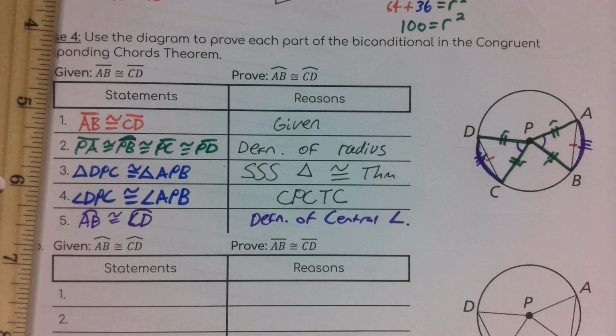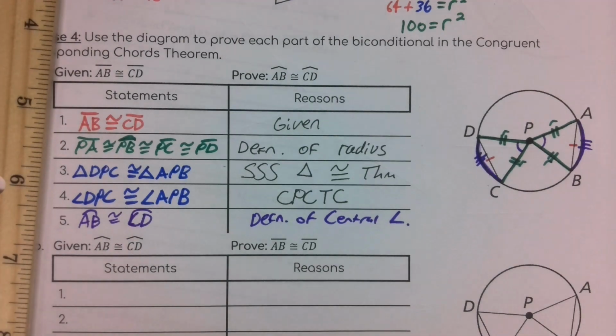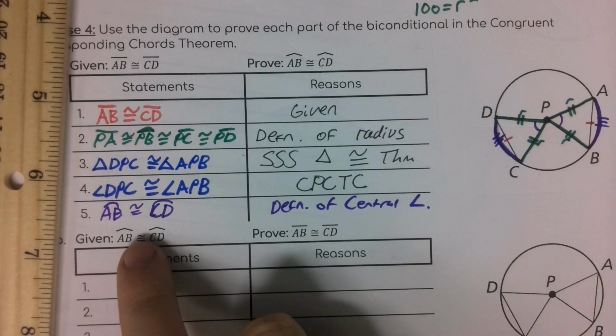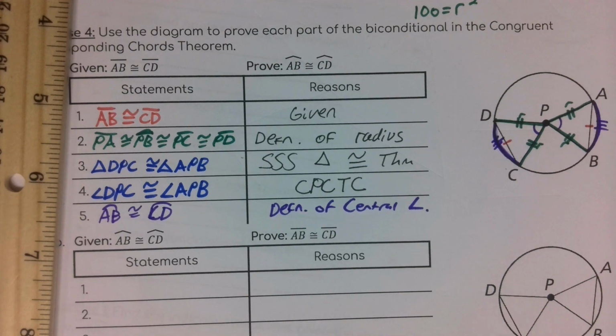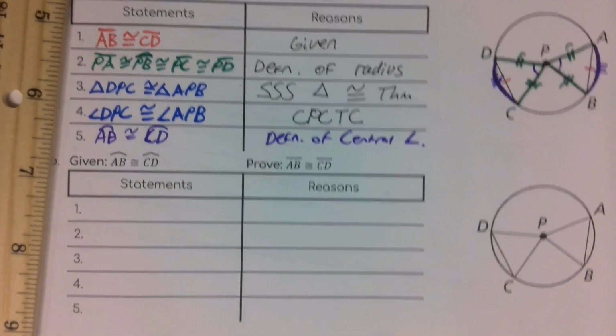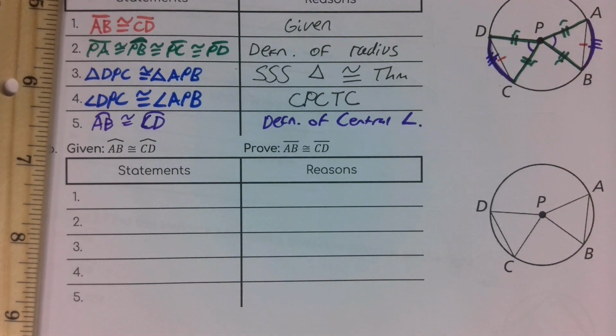So here's what I'd like you to do. I want to let you know that this next proof is almost the exact same thing, just sort of backwards. This time we're starting by knowing the arcs are congruent, and we're finishing off with the line segments being congruent. I want you to give this one a shot using the previous proof as a frame of reference. Pause the video and try it out.